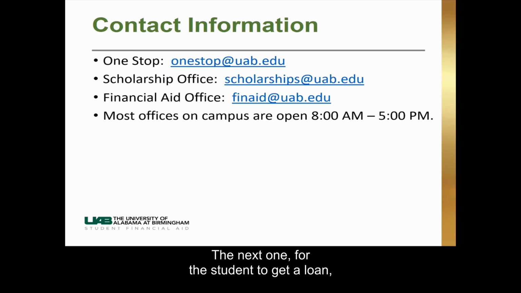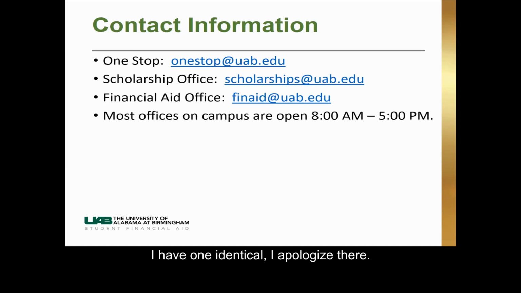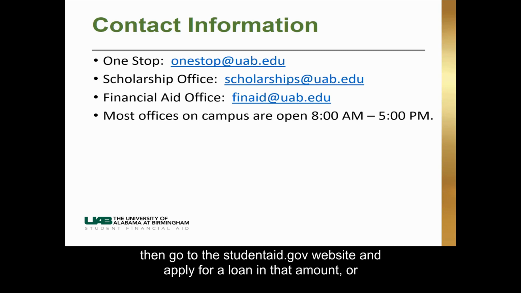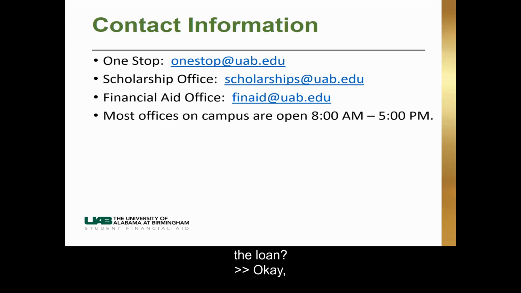For the student to get a loan, do they accept the award in BlazerNet to then go to the studentaid.gov website and apply for a loan in that amount, or does accepting the loan apply them for the loan? Okay, I think I understand what you're asking. The FAFSA is the application for student loans, and that is what comes through BlazerNet. So there's not going to be a loan offer in BlazerNet if you have not already completed your FAFSA.